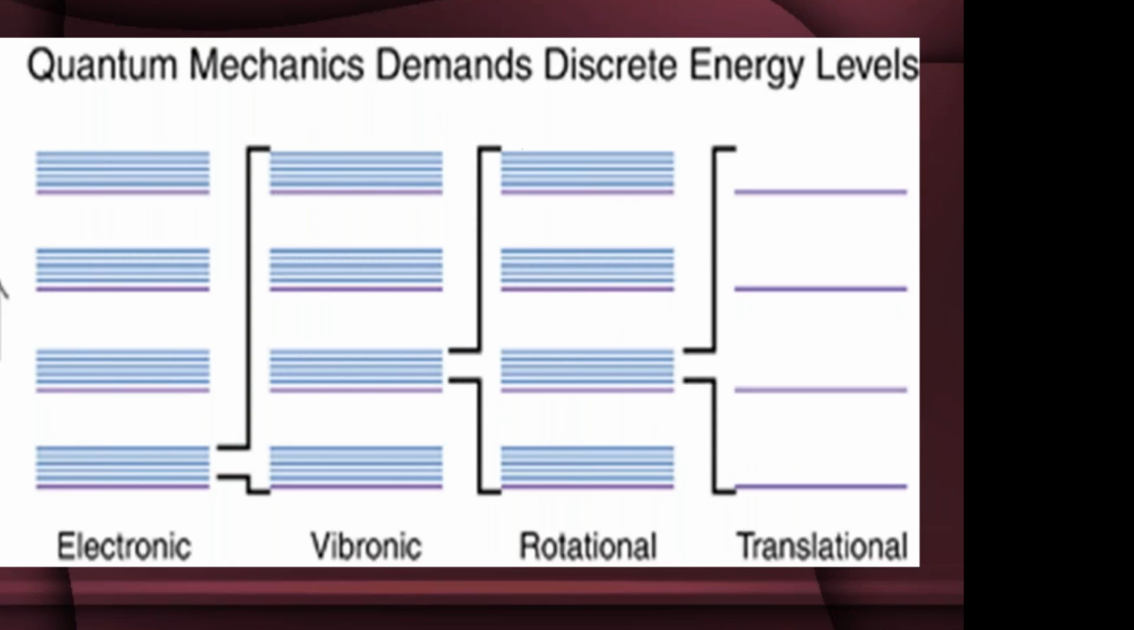Coming back to electronic, vibrational, rotational transitions. I also mentioned last class that there is something called translational energy also. But in spectroscopy, we will be concerned with only electronic, vibrational, and rotational. These are the internal energies. Now, see, this is how they are related.